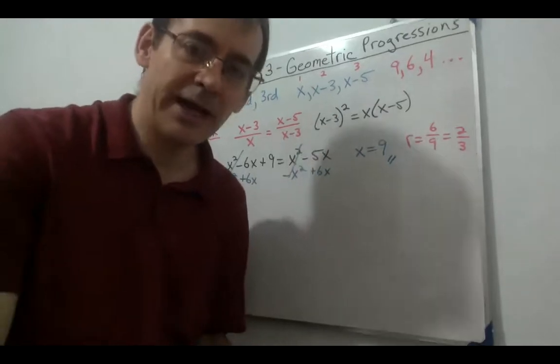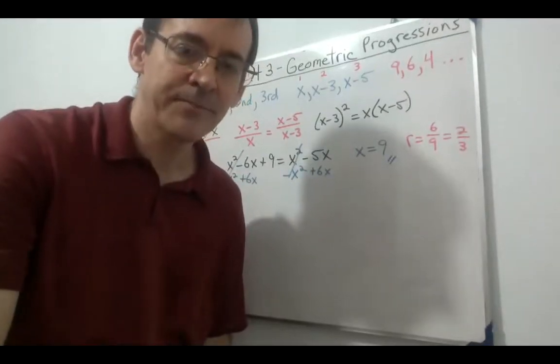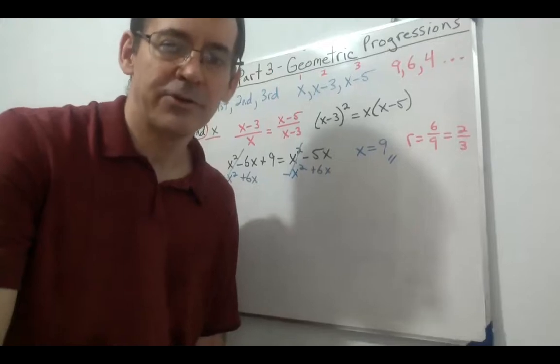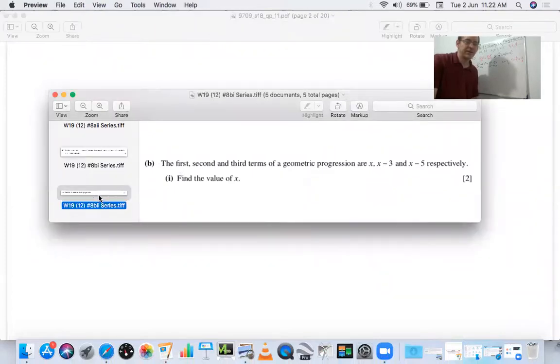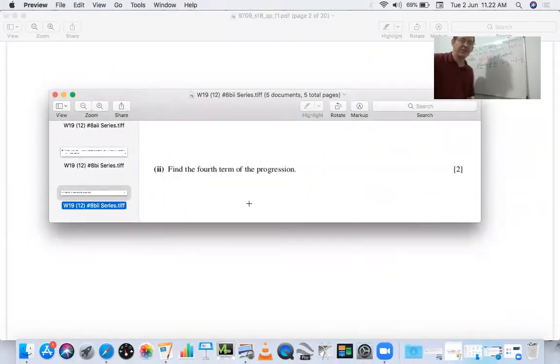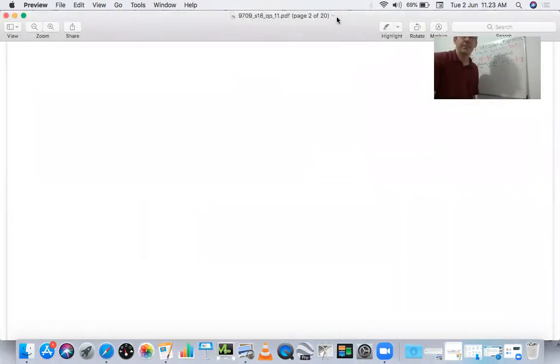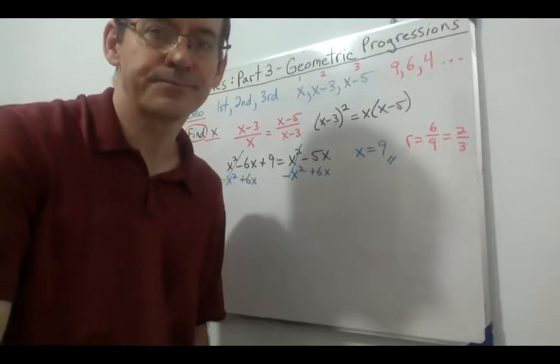Well, we need to go back to the problem and see what the next part is. So screen share here again. And here we found x. Now let's go down here to part I. Find the fourth term of the progression. So find A4, the fourth term of the progression. And so let's go back again to our board here.